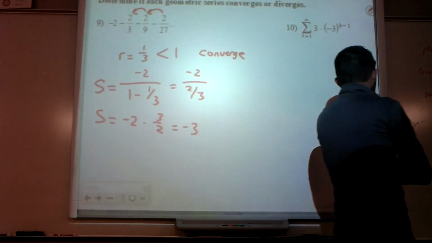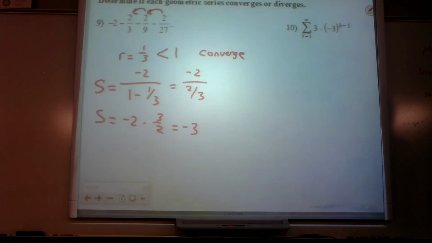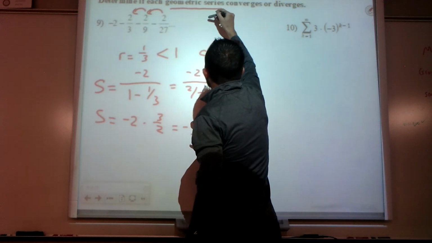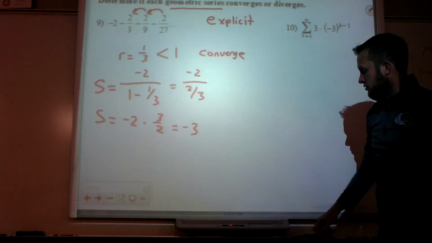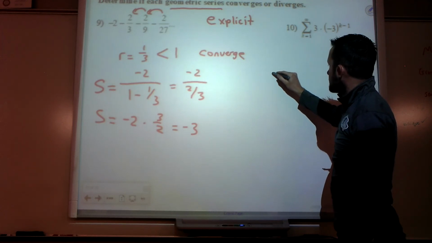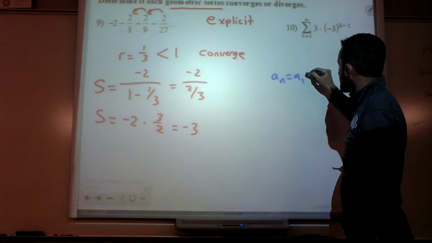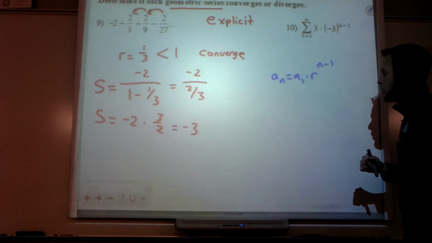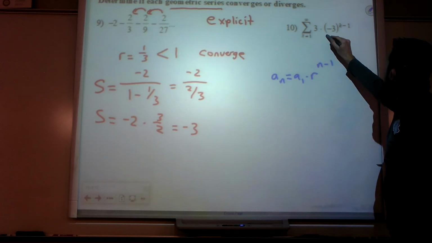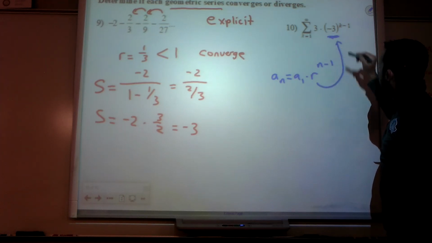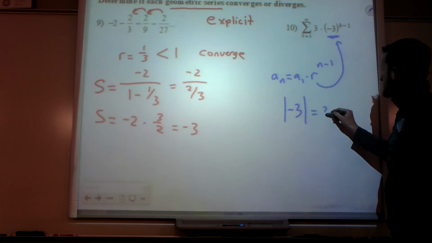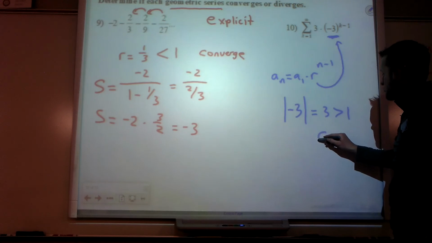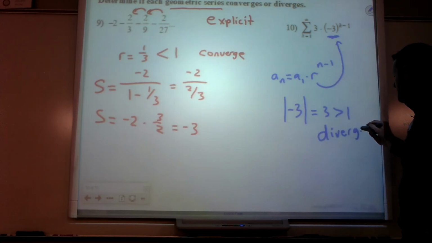Okay. Lastly, on number 10, does this converge or diverge? Now, this is geometric, so it will be very helpful for you to remember what the explicit formula for a geometric series looks like. You get your nth term by taking your first term times your ratio to the n minus 1. Well, if I'm looking here, this is going to be my ratio. The absolute value of -3 is 3, which is greater than 1, so this is going to diverge. So I'm not even going to be able to add that together.